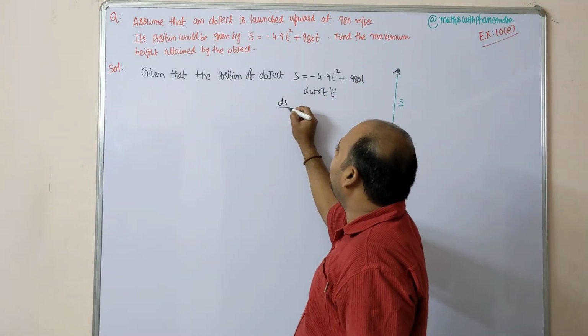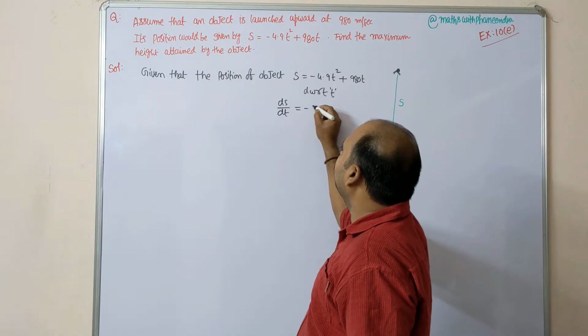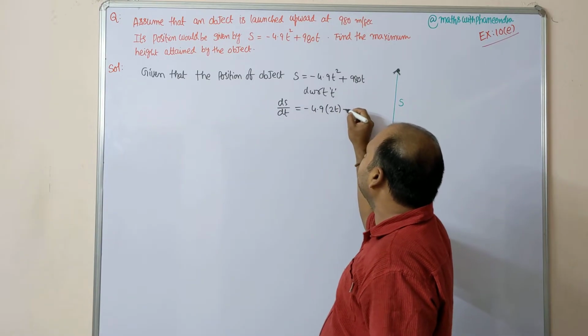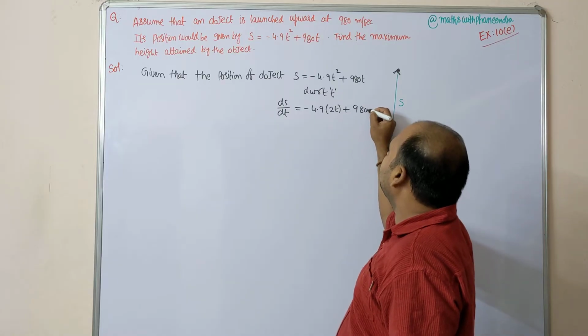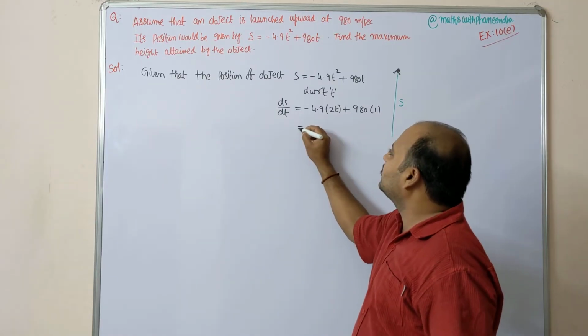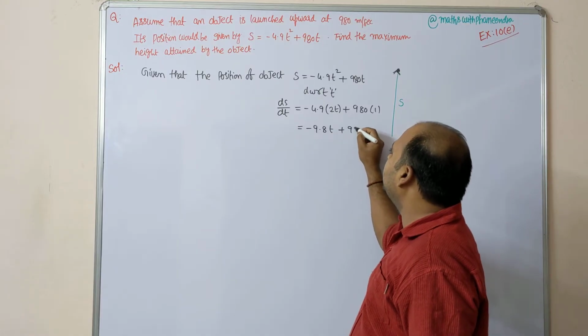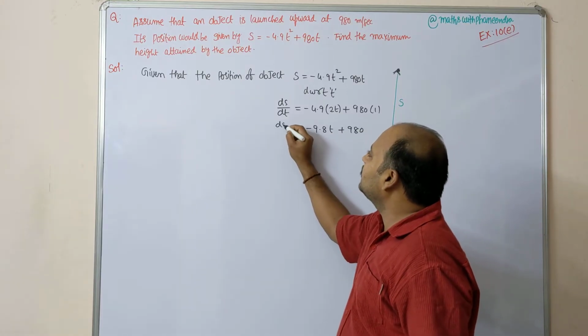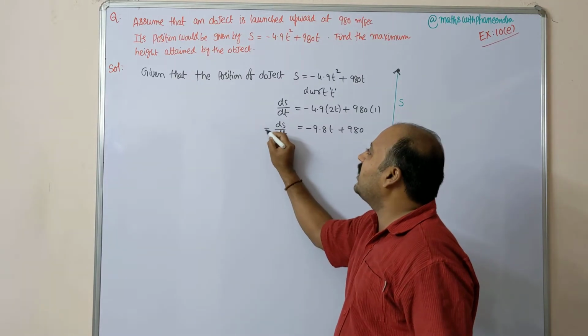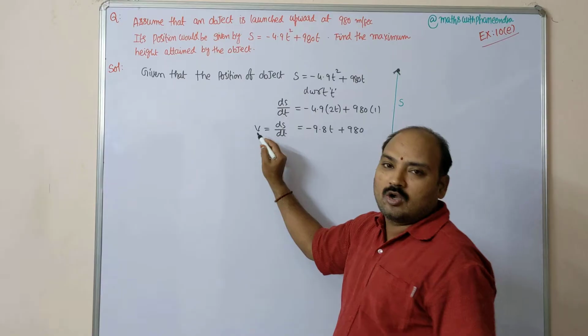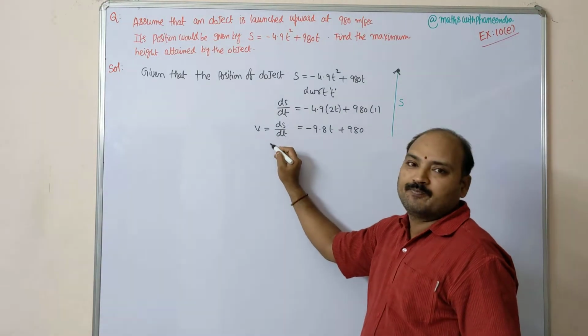So, ds by dt is equal to minus 4.9 into t square, derivative is 2t, plus 980 into t, derivative is 1. So, which is equal to minus 9.8t plus 980. This is ds by dt. ds by dt means what? The rate of change of displacement is called velocity, not volume, it is velocity v.